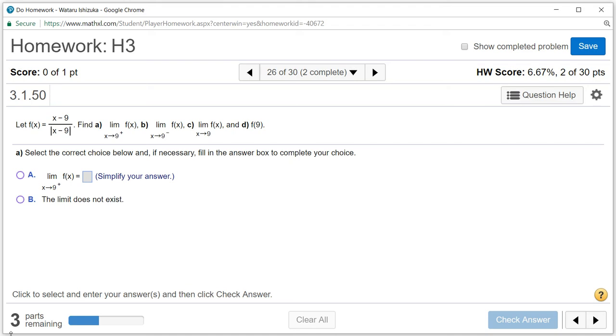Alright, let's look at homework 3, problem number 26. We have this function given, f of x equals x minus 9 over the absolute value of x minus 9. Then we want to evaluate the following limits. Alright, so let's do that.